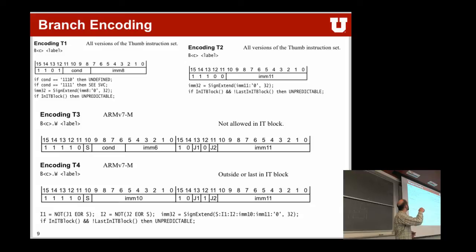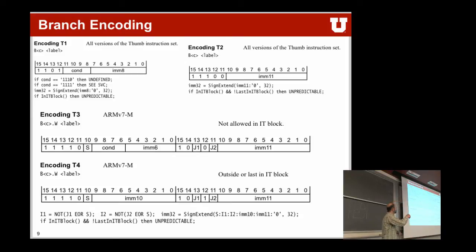We have B with a condition in the label, and over here we have another B with a condition and the label. Actually, when you look at this encoding here, the difference is that this one here will never have a condition because there is no space in its opcode itself. While for this encoding here, we have a conditional execution, but then we can only have an immediate value of 8.